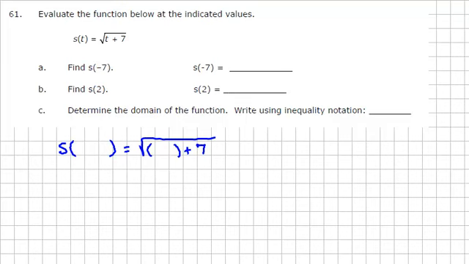For s of negative 7, negative 7 is the input. So we'll put negative 7 in each of the different parentheses. So negative 7, that is our t value. Wherever there's a t in the formula, we're replacing it with the number negative 7.